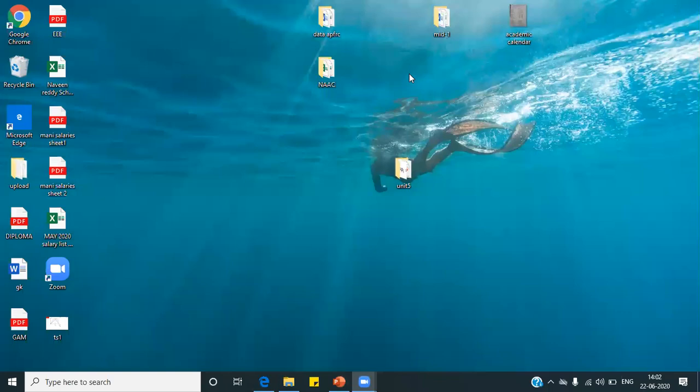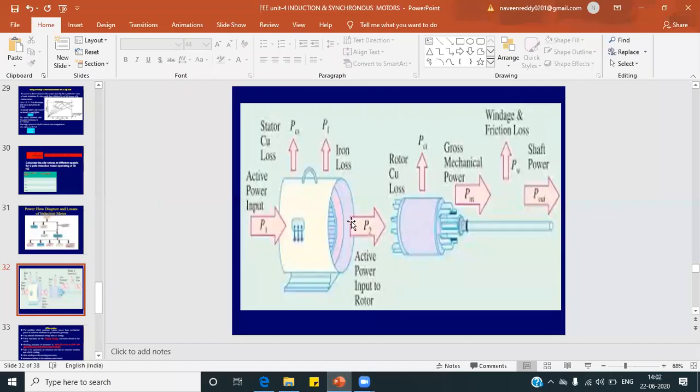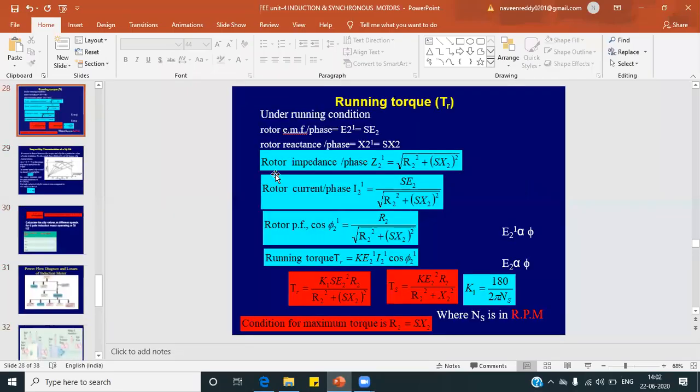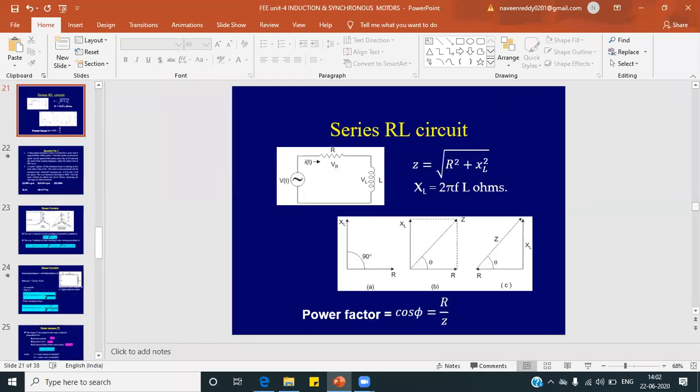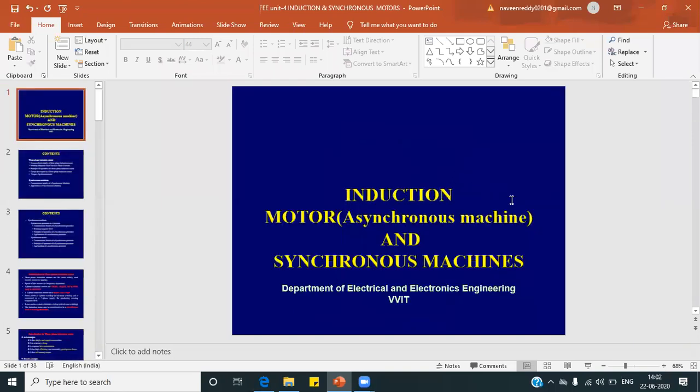I will go through the previous classes, what we discussed. Today we will discuss torque slip characteristics of three-phase induction motor. That is today's topic. And if that is completed, I will discuss losses in the case of induction motor.